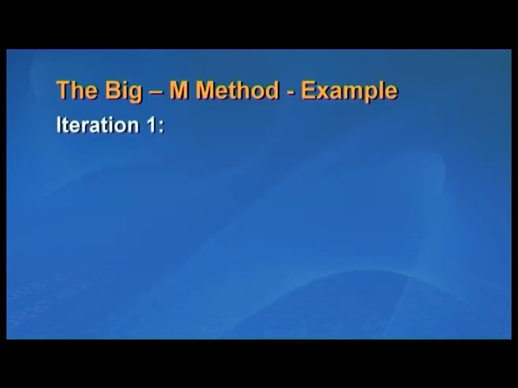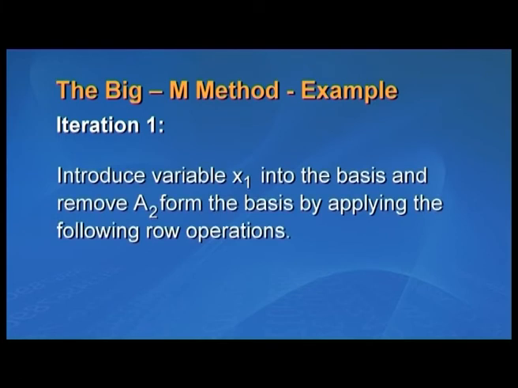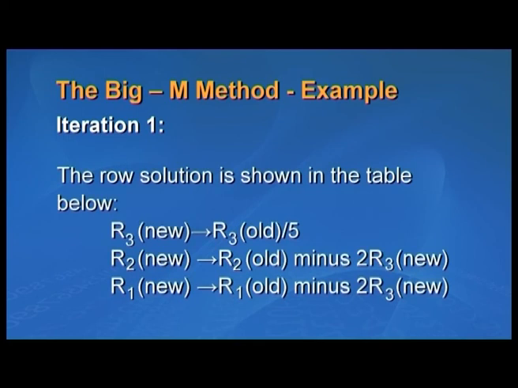Iteration 1. Introduce the variable x1 into the basis and remove a2 from the basis by applying the following row operations. The row solution is shown in the table below. R3 new is given by R3 old by 5. R2 new is given by R2 old minus 2R3 new. R1 new is given by R1 old minus 2R3 new.